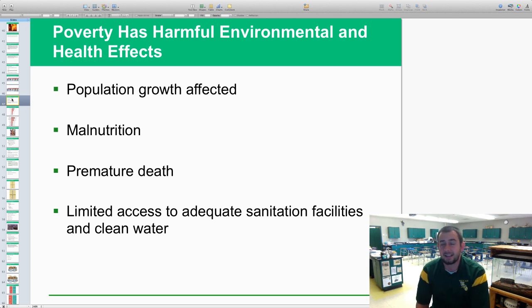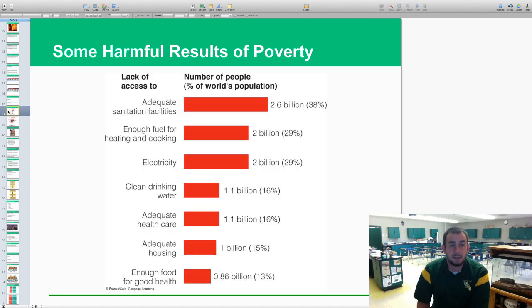Poverty has lots of harmful environmental and health effects. Population growth is affected. Malnutrition is a big one, sometimes causing premature death, usually because of limited access to adequate sanitation facilities and clean water. That's where poverty has very harmful environmental effects as well as mostly health effects, number one, first and foremost. Some harmful results of poverty. There's a couple of them.